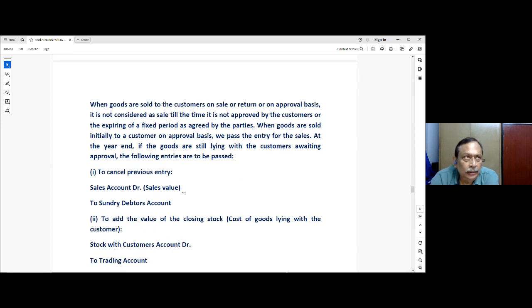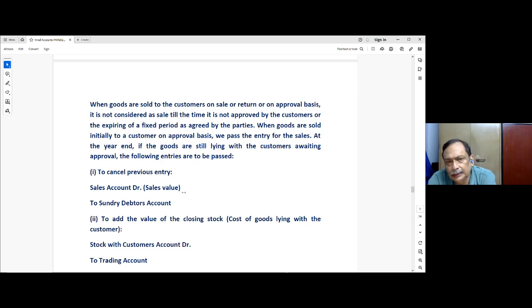Now, let me tell you about this. When goods are sold to the customers on sale or return or an approval basis, it is not considered as sale till the time it is not approved by the customers or the expiring of a fixed period as agreed by the parties. When goods are sold initially to a customer on approval basis, we pass the entry for the sales.